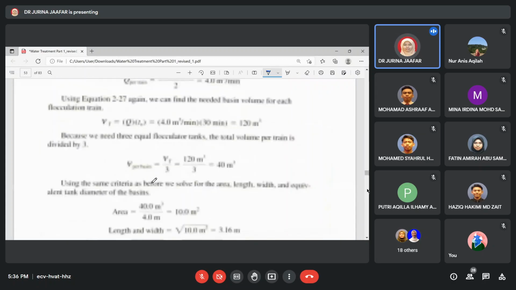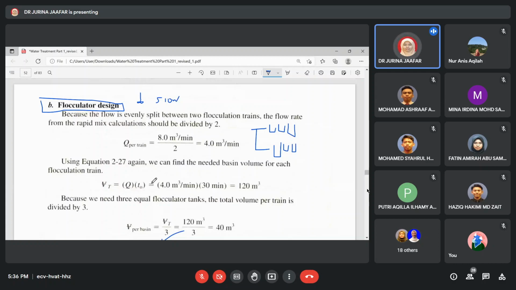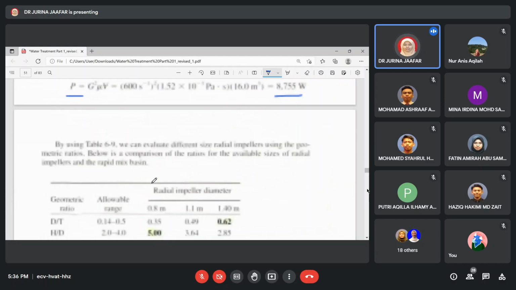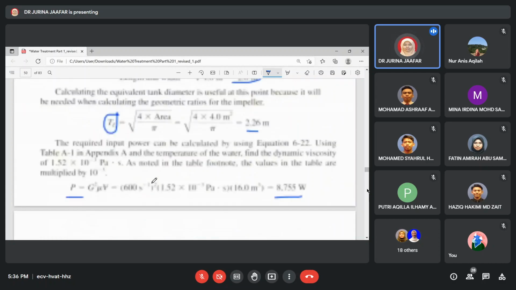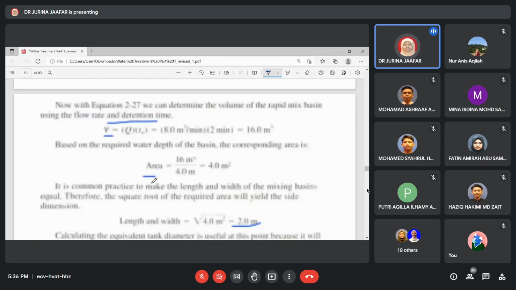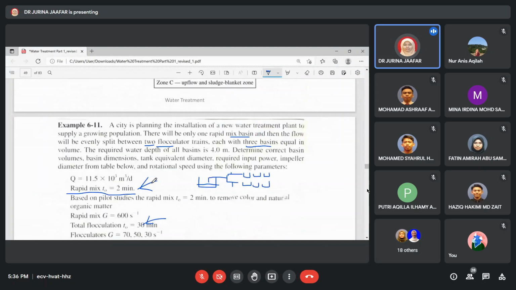So I will leave you with this example. Try to look at this example, try to understand first the flow, try to understand first what is the rapid mix and what is the flocculation process. So understand these two things. I will come back and explain, and we will also do it again, example 6.11. But it is better that you go through it first so that you will know what to ask.